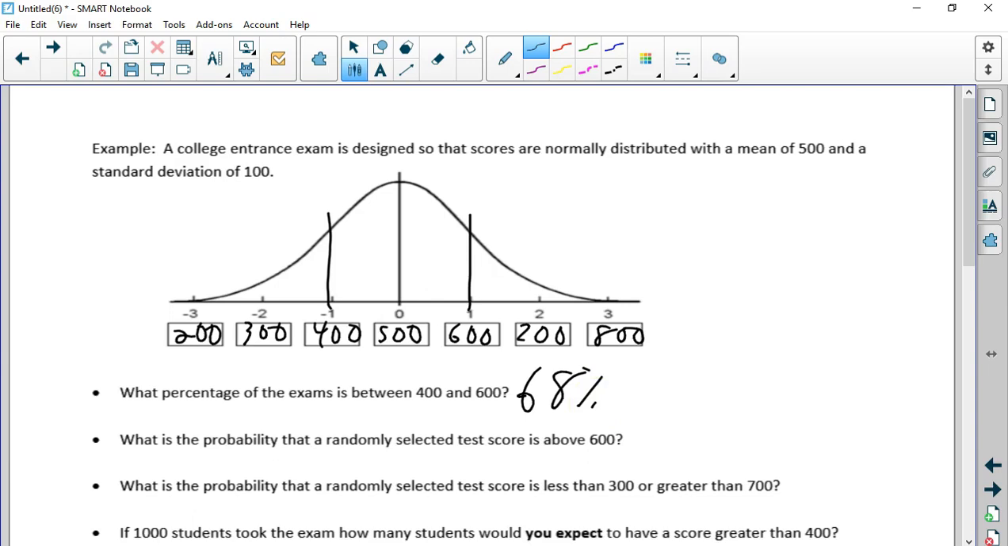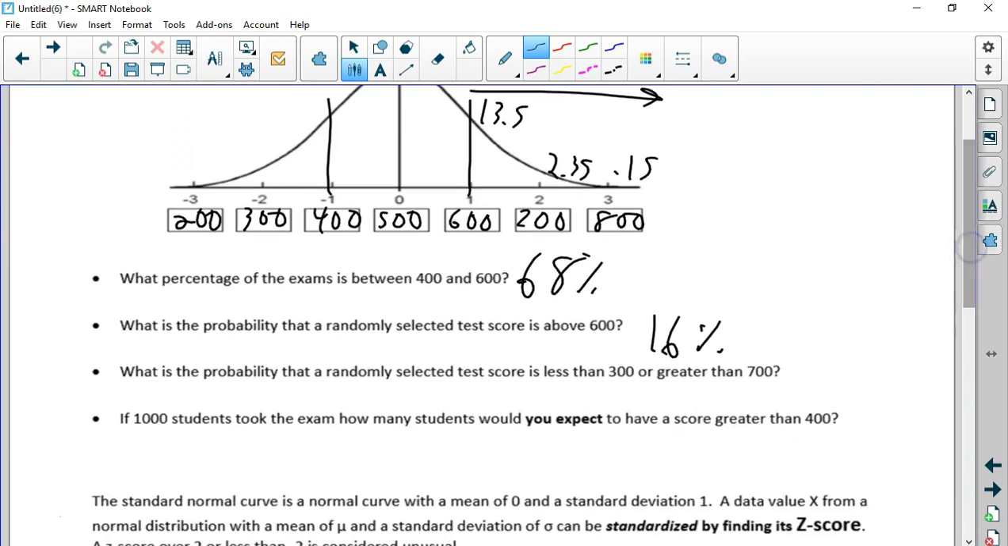What's the probability a randomly selected test score is above 600? Well, that's again our 13.5, sorry, I put it in the wrong section. So let's move this there. This is 13.5, and this is 0.15. If we're looking for greater than 600, we add those numbers up, and that's 16%. Now, you're starting to get used to these numbers, 2.5, 16, and so forth, as you use them more often. Those kind of pop into your head.